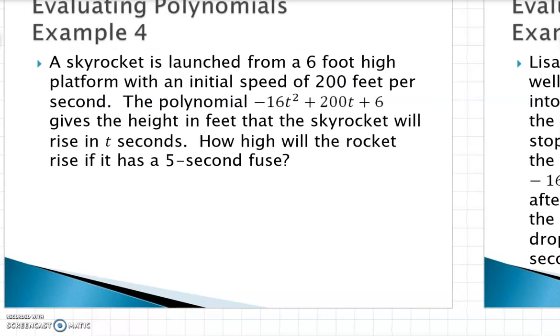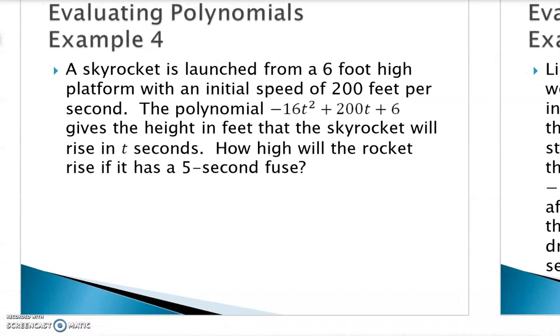A skyrocket is launched from a 6-foot high platform with an initial speed of 200 feet per second. And that's what these two values represent in that equation. The polynomial negative 16t squared plus 200t plus 6 gives the height in feet that the skyrocket will rise in t seconds. How high will the rocket rise if it has a 5-second fuse?